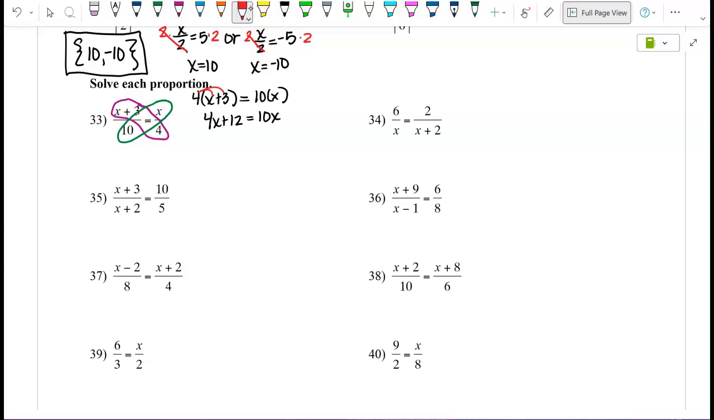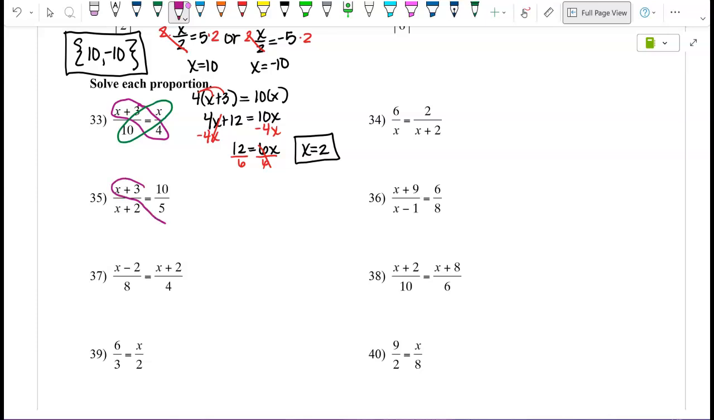And could I move the variable to the right? Absolutely, since I already have the 10x over there. So I could subtract 4x from both sides and get 12 equals 6x. Divide both sides by 6 and get x equals 2. But again, it's about if there's an expression, we have to make sure we're distributing.